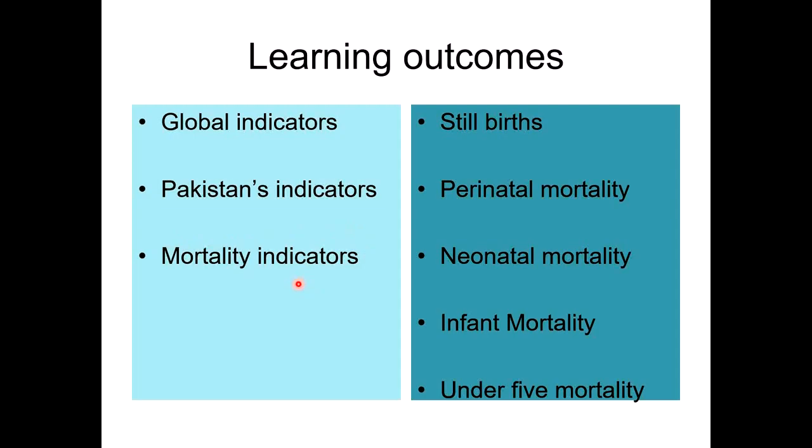And then, in mortality indicators, we have to measure and count the number of stillbirths. We have to calculate the perinatal mortality rate, neonatal mortality rate, post-neonatal mortality rate, infant mortality rate, and under 5 mortality rate. So these are important mortality indicators which reflect the situation of healthcare service provision towards children in a community.